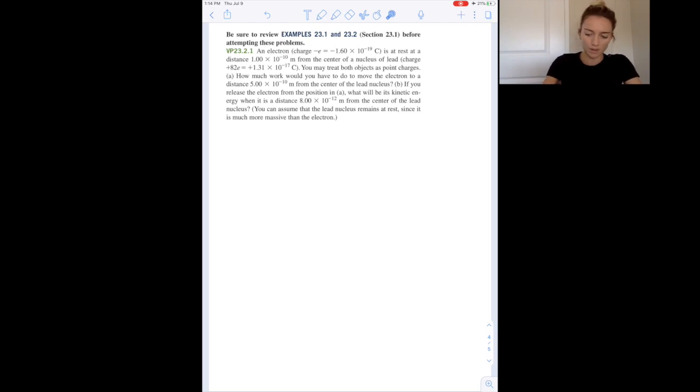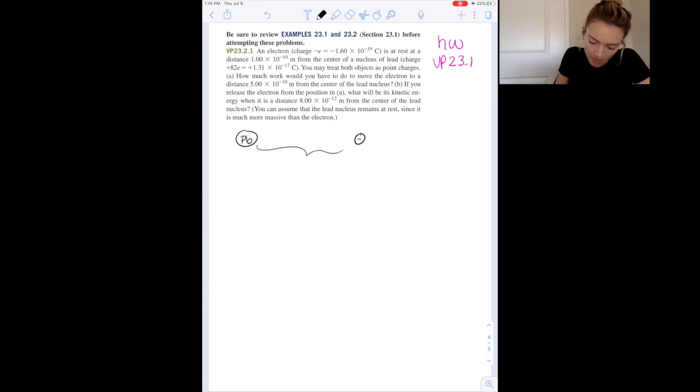Alright, so let's do this problem from homework 4. So this is homework 4, variational problem 23.1. So here we have an electron. It's at rest, and we have this lead atom 10 to the negative 10 meters away from our electron. So this is 10 to the negative 10 meters.